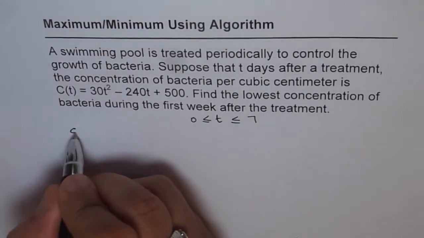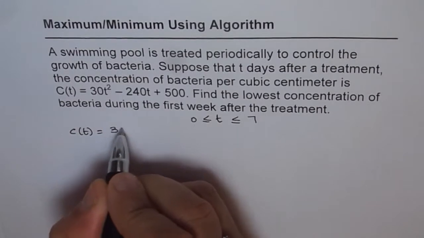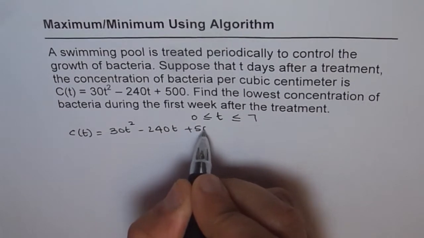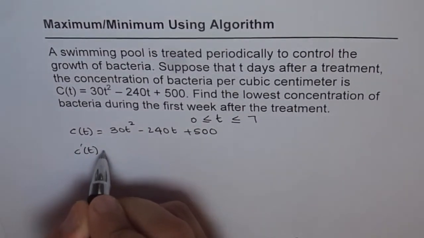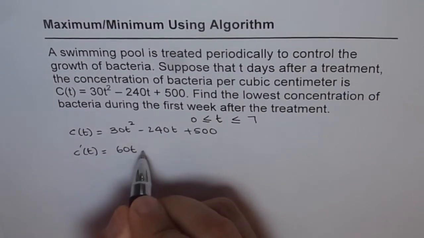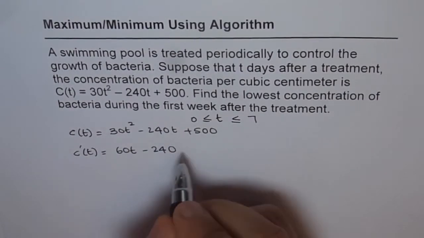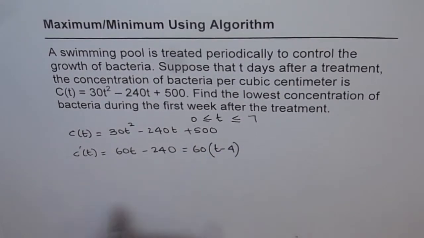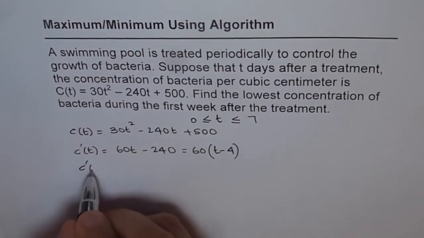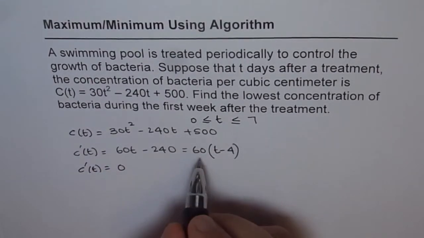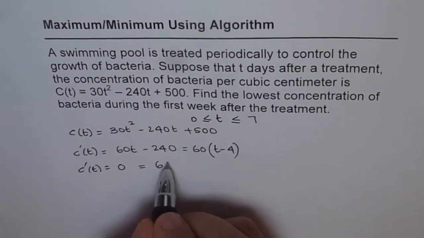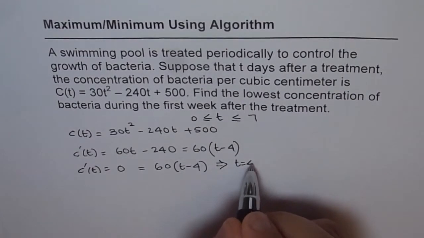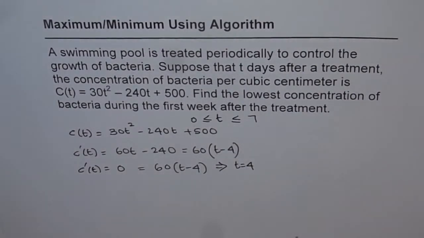So here the function is C of t equals 30t square minus 240t plus 500. So C dash of t is equal to 60t minus 240, which we can factor and write as 60 times t minus 4. So for the critical number, C dash t should be equal to 0. That could be 0 if t equals 4. Let's equate this first. So that gives us a value of t equals 4, right? Only then it is going to be 0.